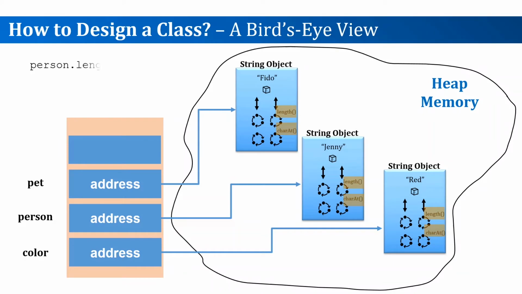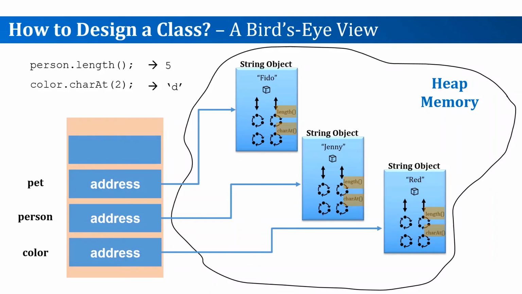For example, if I type person.length, the length method owned by the object referenced by the reference variable person will be called and result in 5 because the string Jenny has 5 characters. On the other hand, if I run color.charAt(2), it will run the charAt method owned by the string object referenced by the color reference variable. This will result in the character d to be returned because this is the character in position 2 of the string red, and so on. Excellent. So now we know the high-level structure of the class. It has attributes and methods. We also know what the object that will be instantiated from the class will look like.